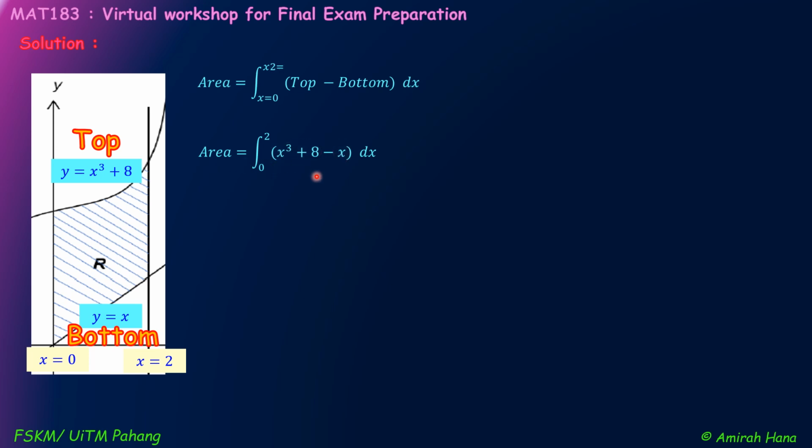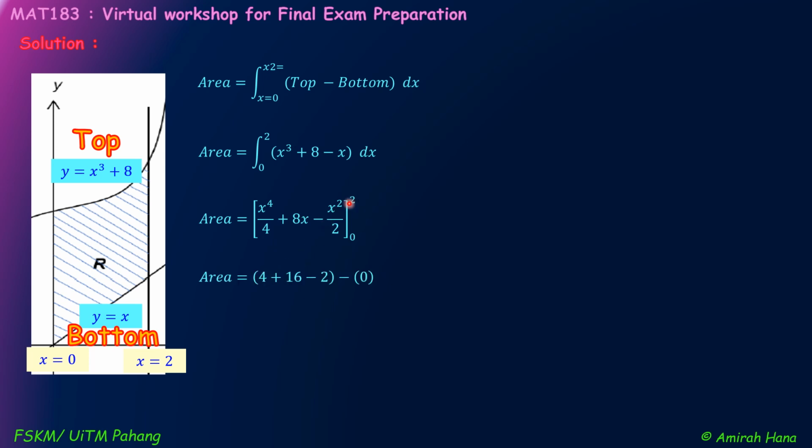Okay. Sampai sini, we can integrate with respect to x. Integrate saja macam biasa. Integrate one by one using the power rule. Integrate x cubed dapat x to the power of 4 over 4 plus 8x. And then minus, integrate x dapat x squared over 2. Since this is a definite integral, no need to put plus c, but we must put square brackets with lower and upper limit. Right?